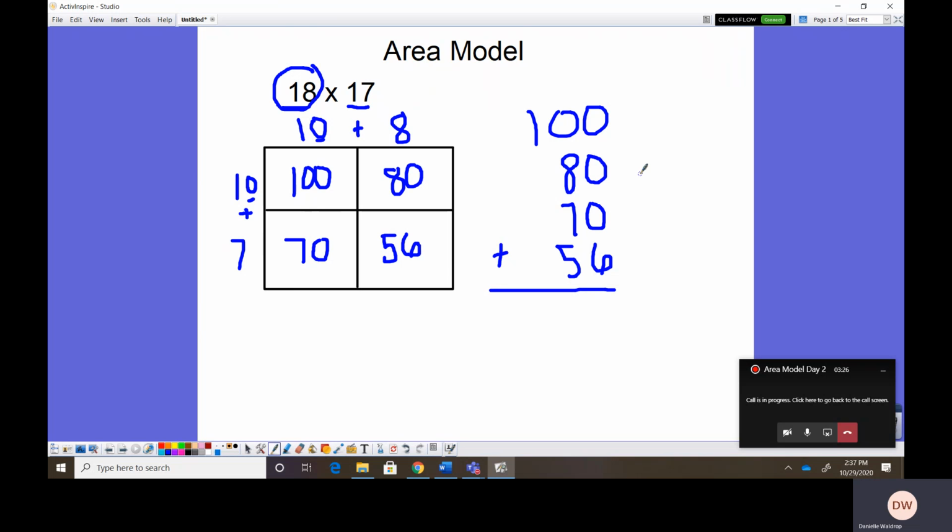So 100 plus 80 plus 70 plus 56. 0, 0, 0, 6, so that's all 6. I know that 8 plus 7 is 15. 15 plus 5 is 20. So I have to put a 0, carry my 2. 2 plus 1 is 3. So I get a product, an answer of 306. Okay, let's go to the next problem.